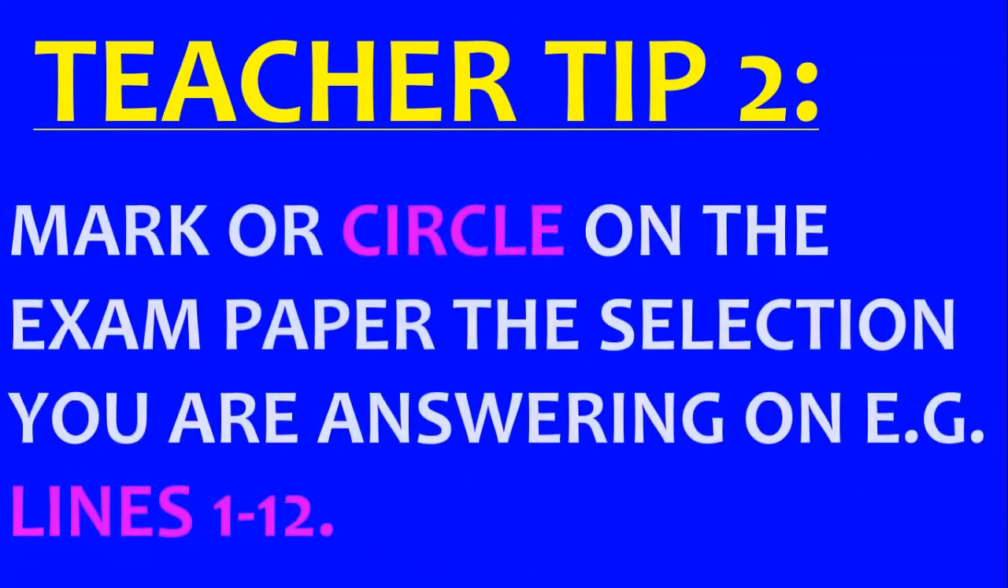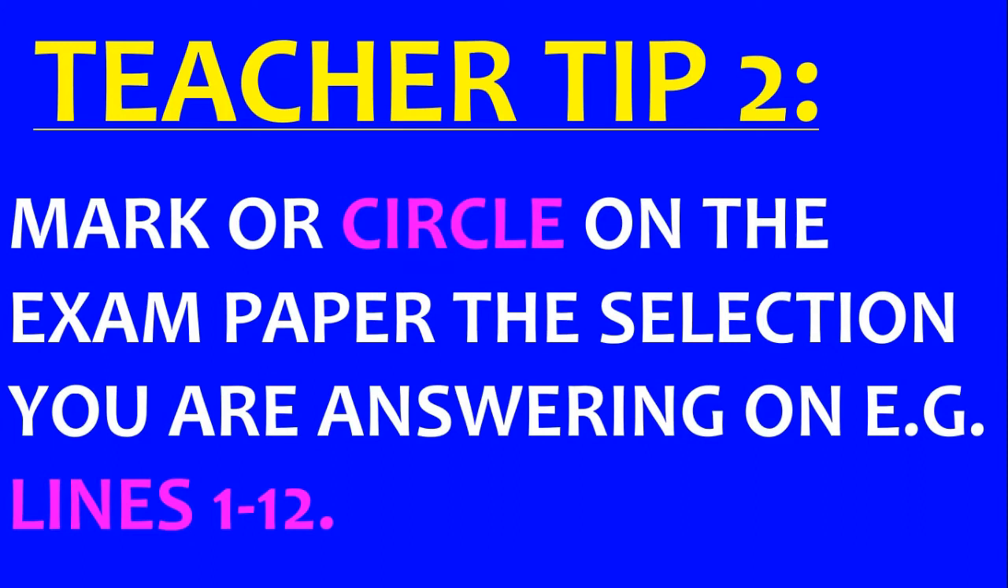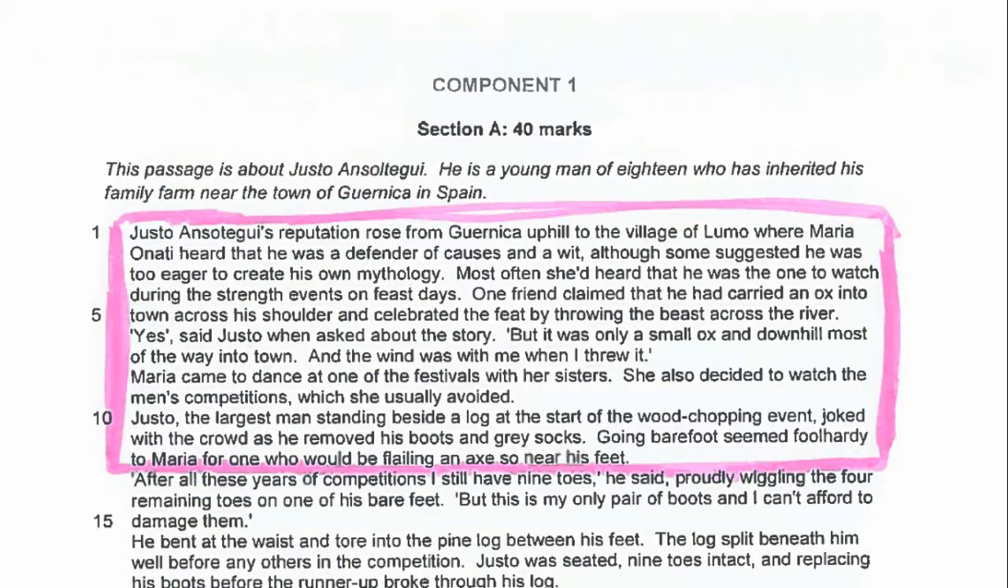Tip 2: mark or circle on the exam paper the section you are answering on, e.g. lines 1 to 12. You should have a highlighter with you in the exam. When it tells you question 1, lines 1 to 12, I would just do a massive ring around lines 1 to 12, to make it really obvious to you which part of the text you're looking at. For example here, I've done a highlight of lines 1 to 12, which makes it much easier for me to see.